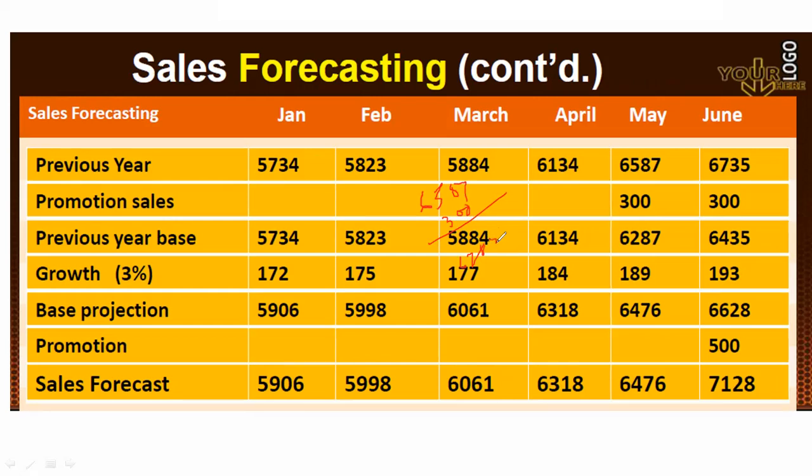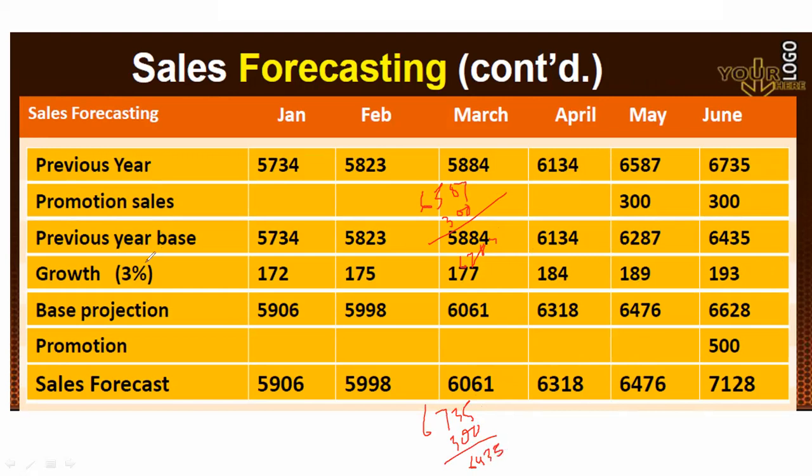If you add, you get 6,887. Then for June, 6,735 plus 300, you will get 7,035.